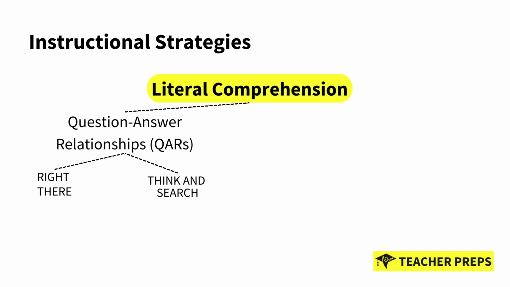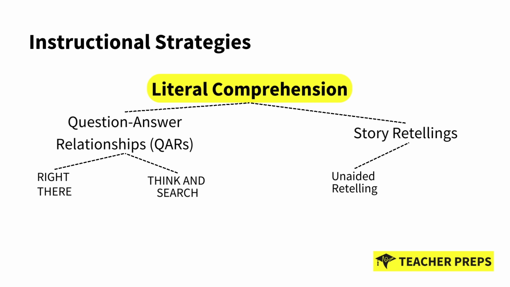The second literal comprehension checking instructional strategy to know is story retellings. This method involves students recalling and describing a text that they've read. This can be unaided retelling, also known as free retelling, where students retell the story without any guidance, or aided retelling, where if a student misses a major point during the unaided retelling, the teacher can probe by asking specific questions related to that component.